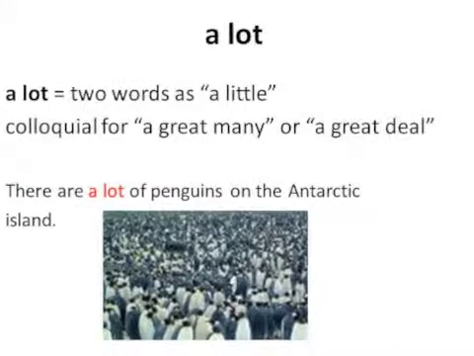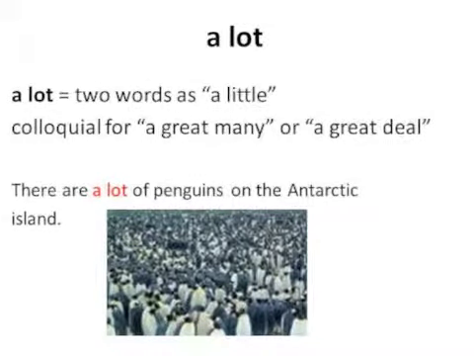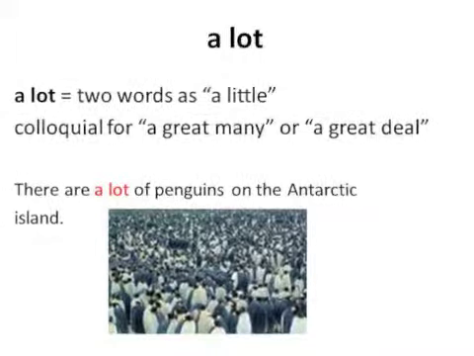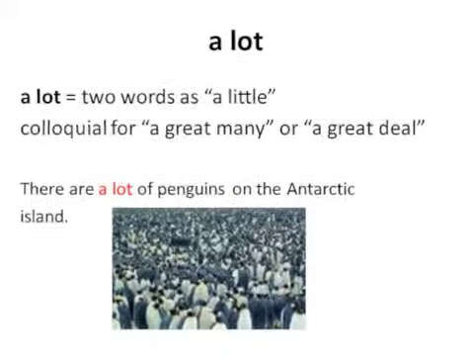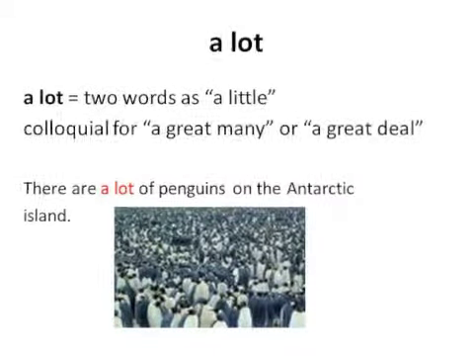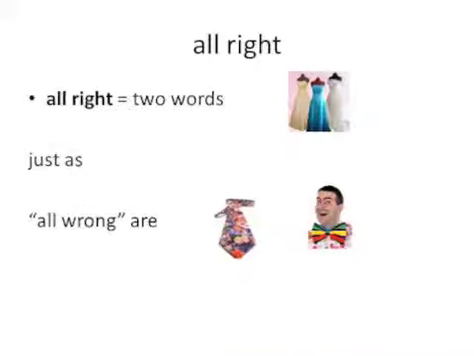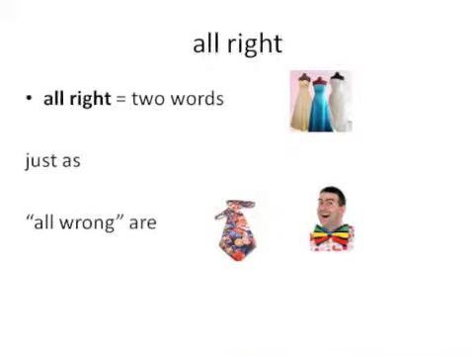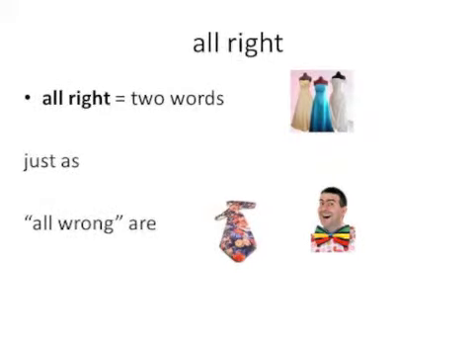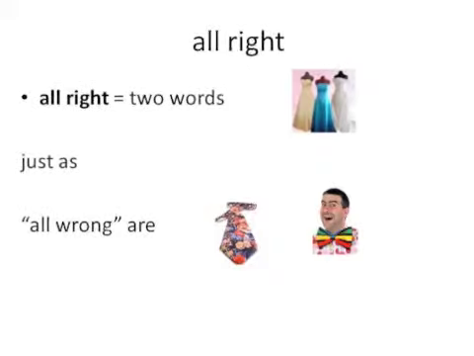If I had a nickel for every time I saw a lot spelled as one word, I'd be a millionaire by now. It's two words, just as a little are. A-L-L-O-T means to give out or distribute. Similarly, all right is two words just the way all wrong are. The dresses look all right. The ties look all wrong.